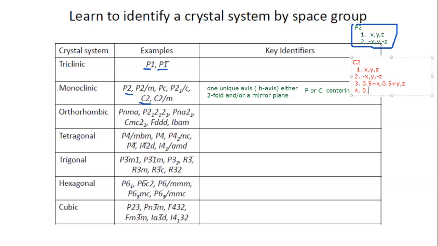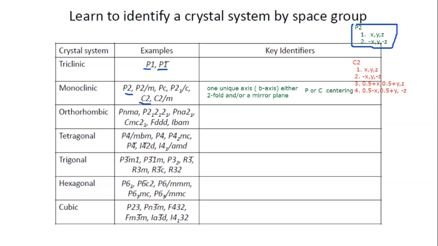So if we look here, we get 0.5 minus X, 0.5 plus Y, negative Z. And so the difference between primitive and C-centered is you have double the number of symmetry operators, because for C-centered you have a total of 2 lattice points versus primitive that only has 1 lattice point. So that's the difference between something that is primitive and something that is axial centered, so centered along one of the axes.